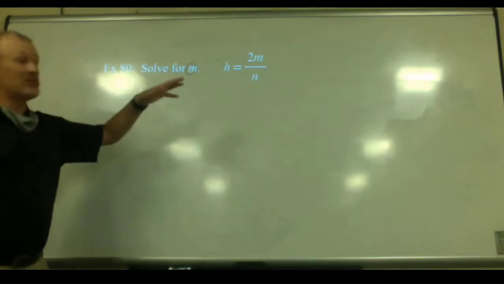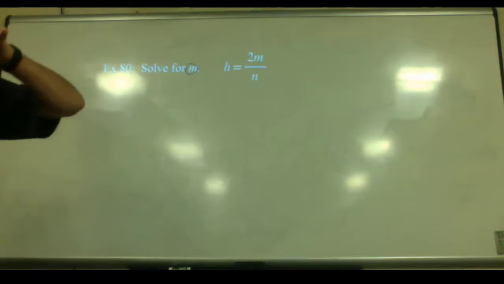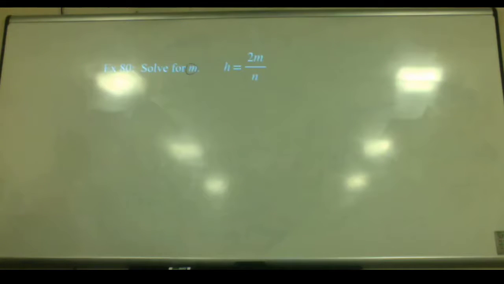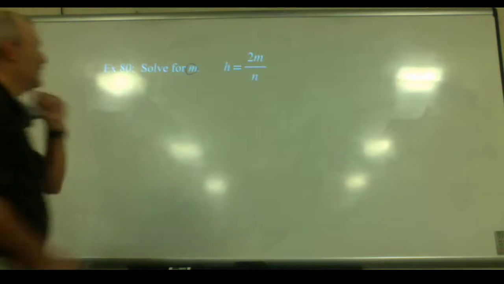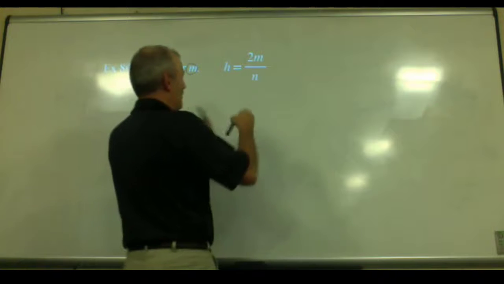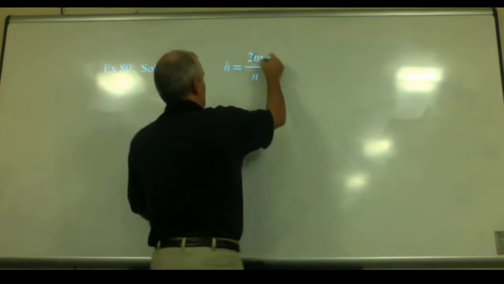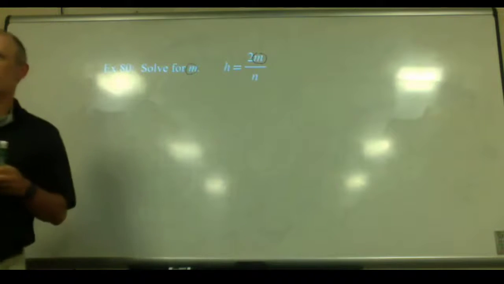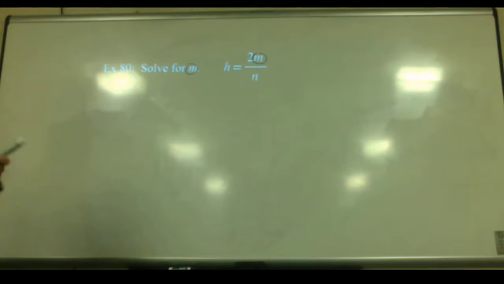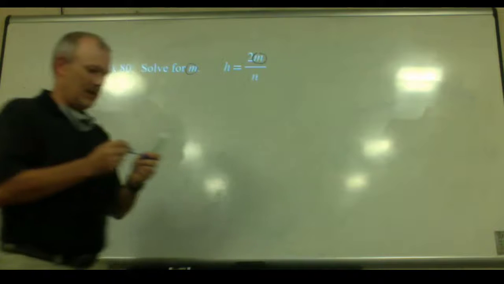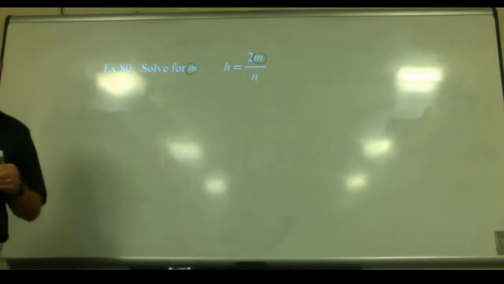Okay, now this one we're trying to get the m by itself. So what do we have to get rid of? The 2 and the n are over here by the m. Which one should we get rid of first? The n.